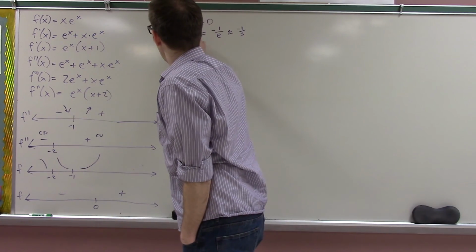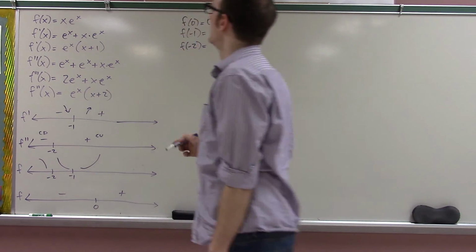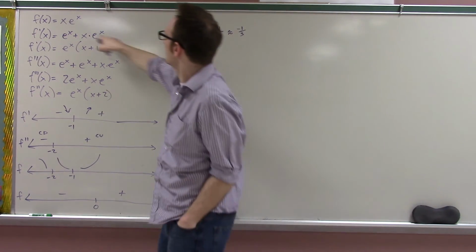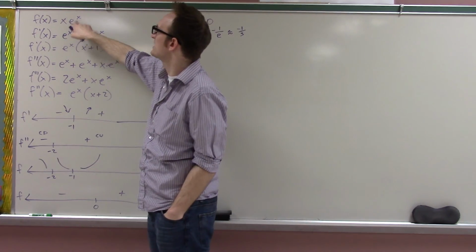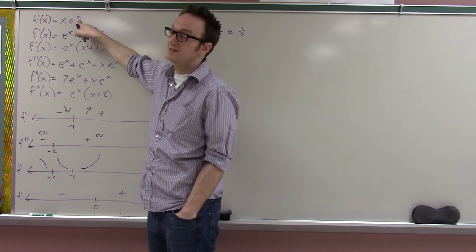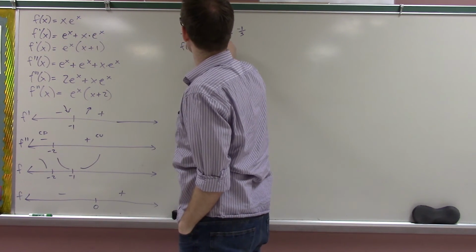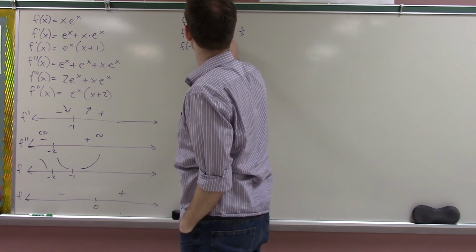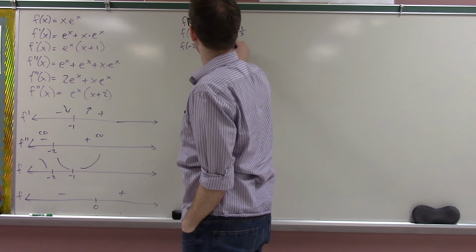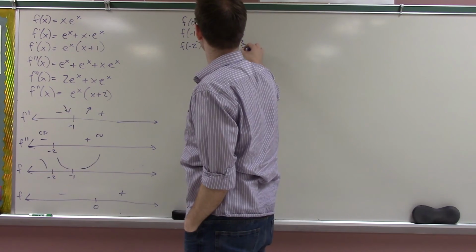And then f of -2, if I plug -2 in, I get -2 times e to the -2. e squared is about 7, so e to the -2 is like 1/7. So this ends up being -2 over e squared, which is approximately -2/7.